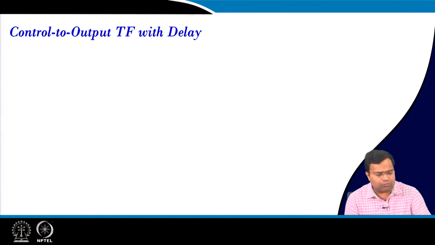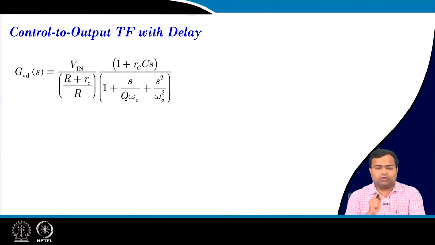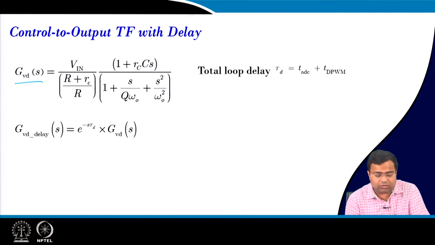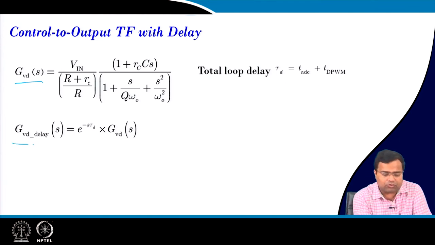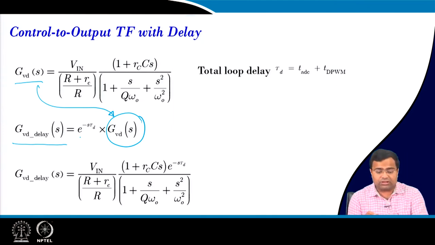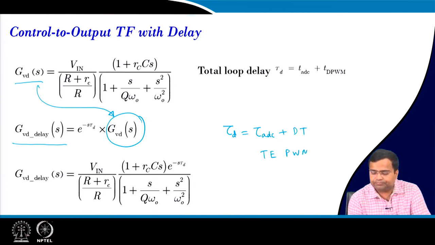Now, the control to output transfer function with delay. We know the control to output transfer function of a synchronous buck converter, and if we consider the total loop delay, then the control to output transfer function will have this term, which is coming from here, multiplied by the delay. We also know the delay amount: tau d equals tau ADC plus D into T under trailing edge PWM.